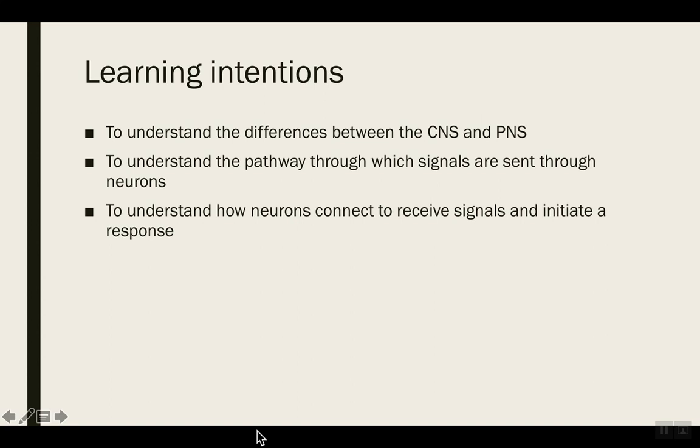The nervous system, part 1. In this little video introducing you to the nervous system, we'll look at the difference between the central nervous system and the peripheral nervous system, that's CNS and PNS. We'll look a little bit at the pathway through which we send signals through the neurons, and a little bit about how the different types of neurons connect.